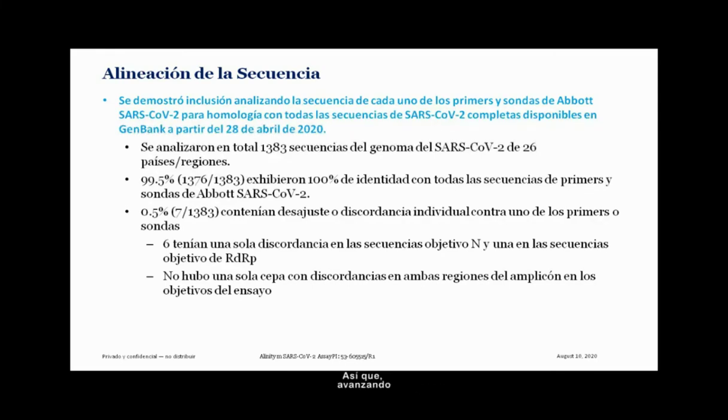So moving forward, we didn't just rest on those initial couple of sequences. As you can imagine, we were keenly watching how this space was evolving, looking specifically at the target regions where we were. This slide shows some analysis done using GenBank sequences, looking at primer and probe homology across more than 1,300 full-length genomes. We found that 99.5% of the sequences had 100% identity to our primers and probes. There were a few, as you always would expect, that had some mismatches. There was a single mismatch in 6 of the samples to our N target and 1 to RdRp. There was no single sample that had mismatches to both targets, and none that would have any impact on the assay performance.